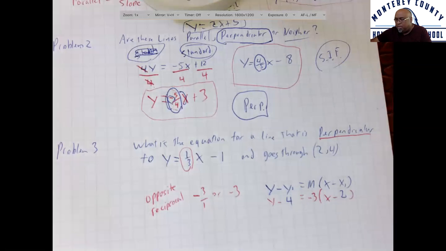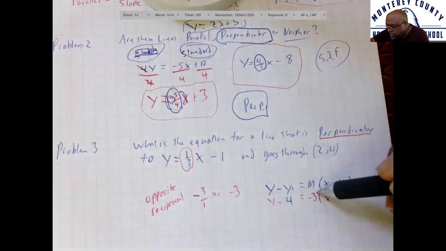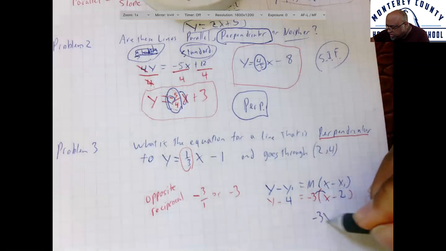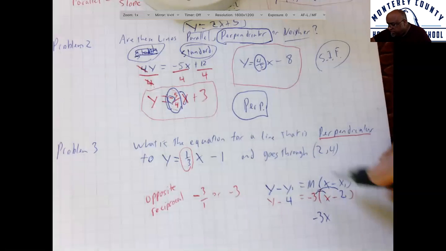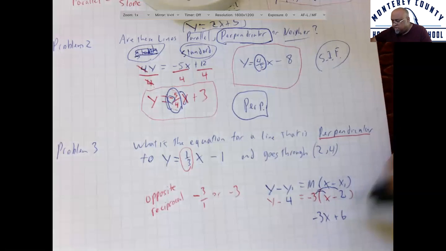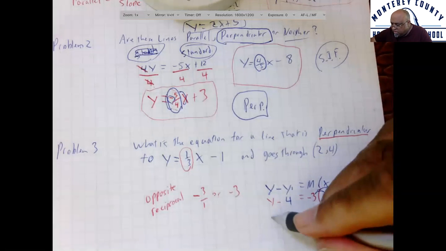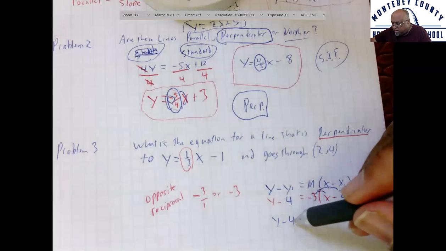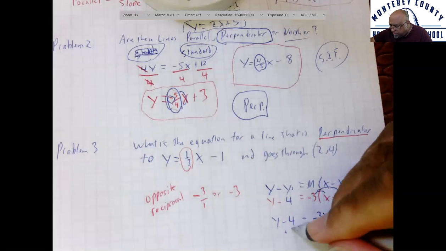We're pretty much done, but I prefer it to be in slope-intercept form. Okay, so let's distribute into the parentheses here. Negative 3 times x is negative 3x. Negative 3 times 2, or times negative 2 would be positive 6. Remember, this is negative and this is negative, so negative times a negative is a positive. Now, all I have to do is isolate the y by adding 4 to both sides.